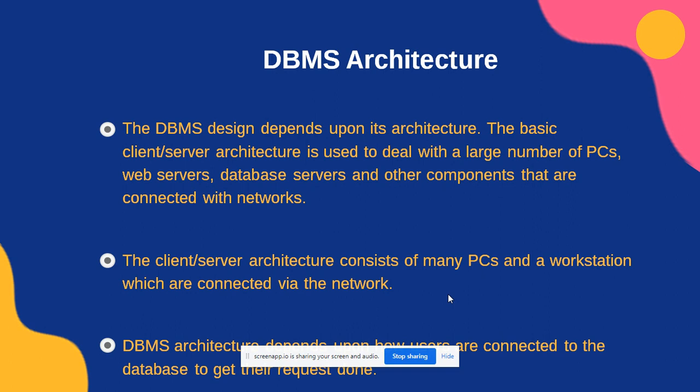The basic client server architecture is used to deal with the large number of PCs, web servers, database servers, and other components that are connected with the network. The architecture consists of many PCs and workstations which are connected through the network. The DBMS architecture depends upon how users are connected to the database to get their requests done. For example, in a client server DBMS architecture, the database system at a server machine can run several requests made by the client machine. So we will understand this communication with the types of database management system architecture.